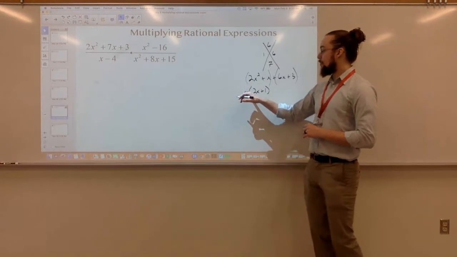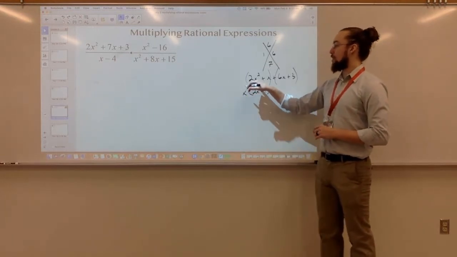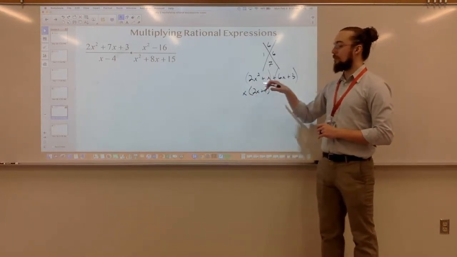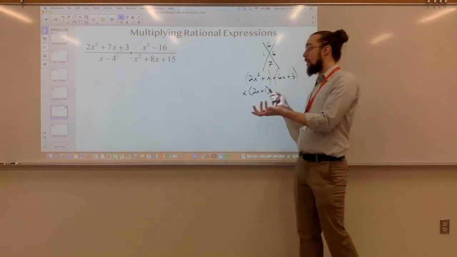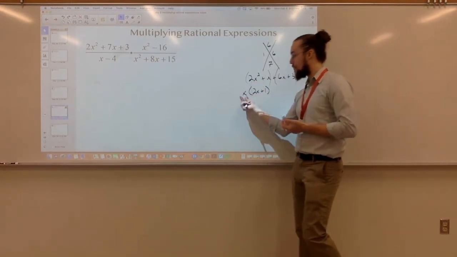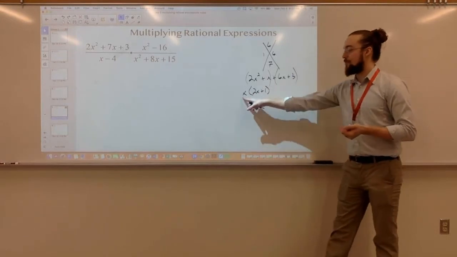Yeah, so if we think about going backwards, if I take x times 2x, I would get 2x squared, and x times 1, I would get x. We can also say we're dividing. If I do 2x squared divided by x, I would get 2x. X divided by x, I get 1.